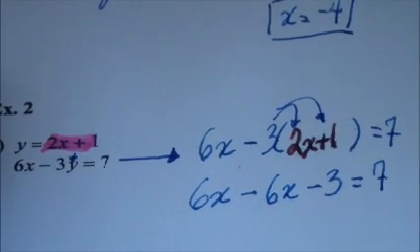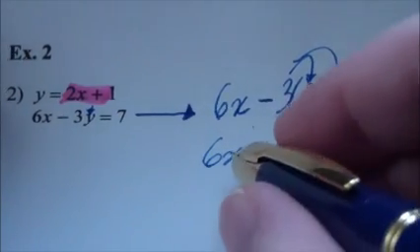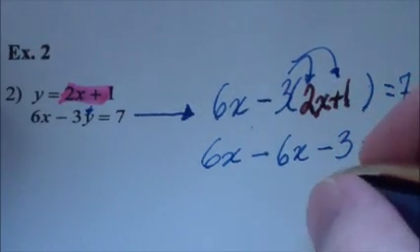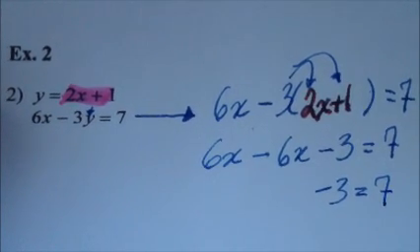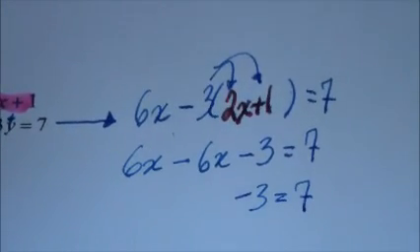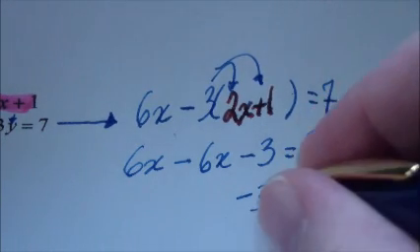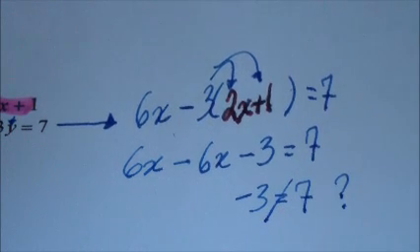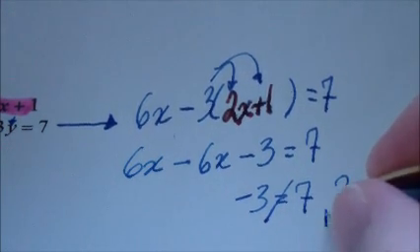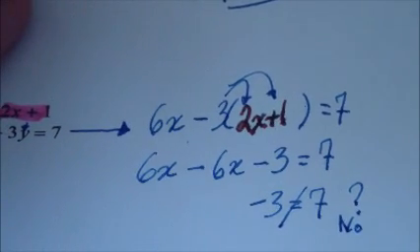Combining like terms. Notice what's going to happen here. Once we combine these like terms, 6x minus 6x, well, that's gone. So we're left with negative 3 is equal to positive 7. We have to ask ourselves, is that correct? Does that make sense? Does negative 3 equal positive 7 the last time you checked? No. Okay, that is not true. No. Not true.